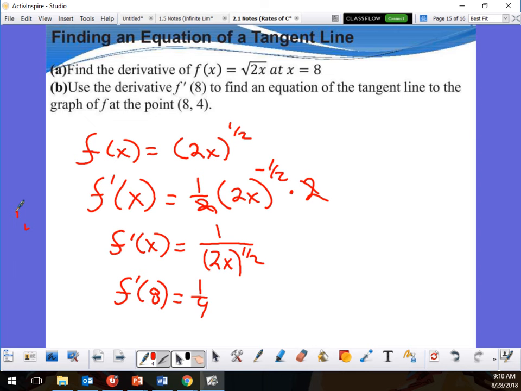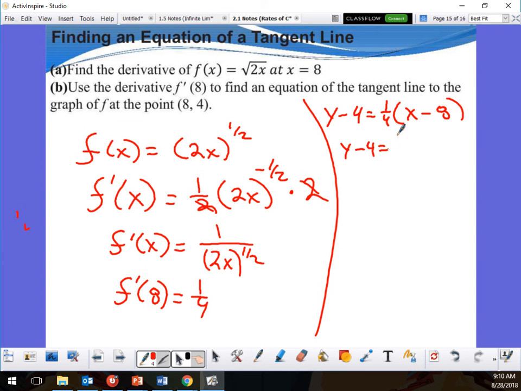So now I have the tangent right here, so let's plug in my values. It's going to be y minus 4 equals 1/4 times the quantity x minus 8. Y minus 4 equals 1/4 x minus 2. Add 4 to both sides. Y equals 1/4 x plus 2. Good.